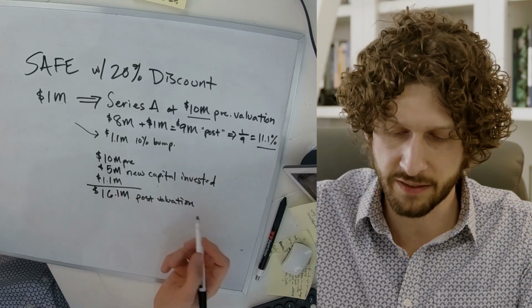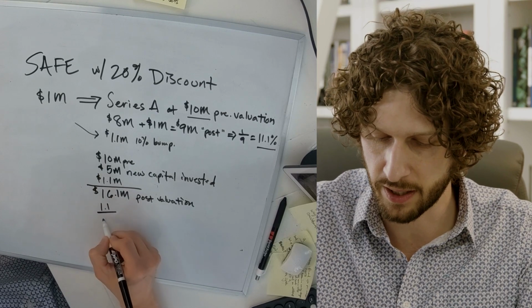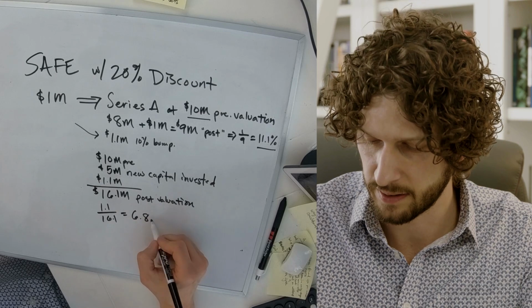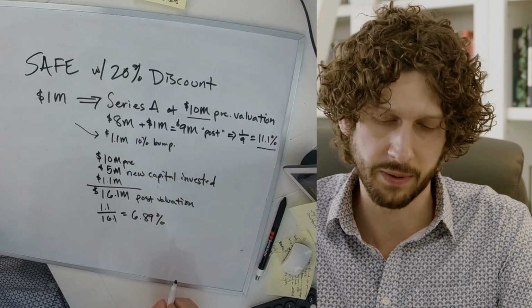And as you can see, I did face some dilution. So I take this 1.1, I divide it by 16.1, and that gives me 6.89% ownership in the company.